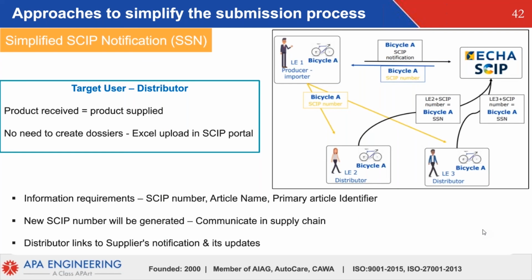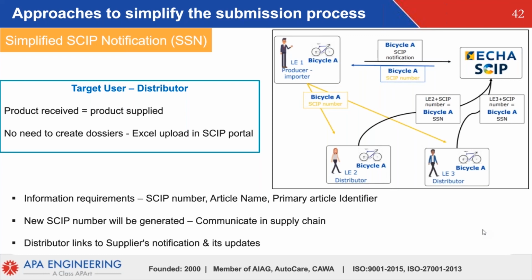The first approach is the simplified SCIP notification, also abbreviated as SSN. This is mainly targeted at distributors who don't make any changes to the products while supplying to the customers. In principle, the product received is equivalent to the product supplied. The main highlight of this feature is that the distributors don't have to create any dossiers for their products. Instead, they can make a simplified SCIP notification directly in the SCIP portal through an Excel upload. For this, they need to have SCIP numbers, article names, and primary article identifiers for all parts from their suppliers.